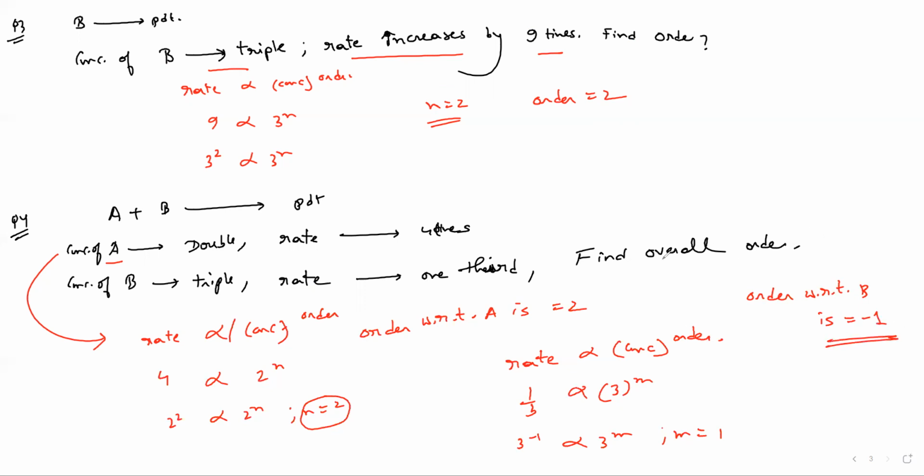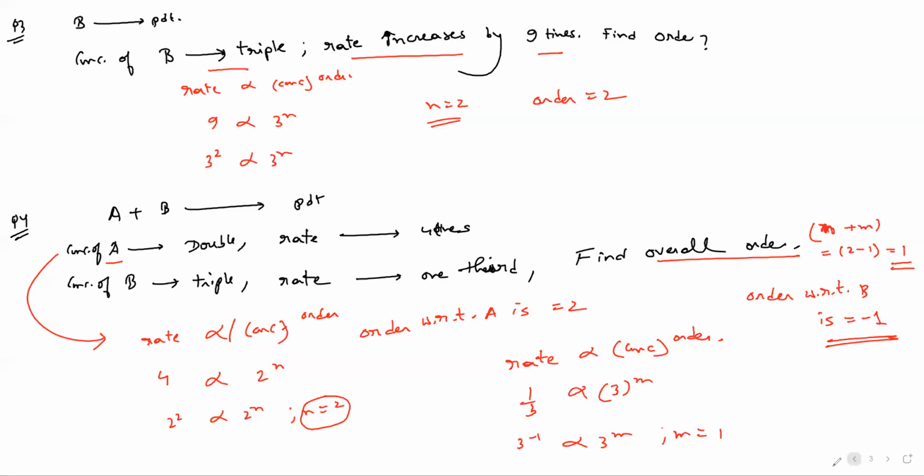So what should be the overall order? Overall order is n plus m, which is 2 minus 1 equals 1. Okay. Now next one. Any doubt? Do you have any doubt regarding this part? Now next one is one of the tricky questions. This one is a little bit tricky as compared to the others. Okay.